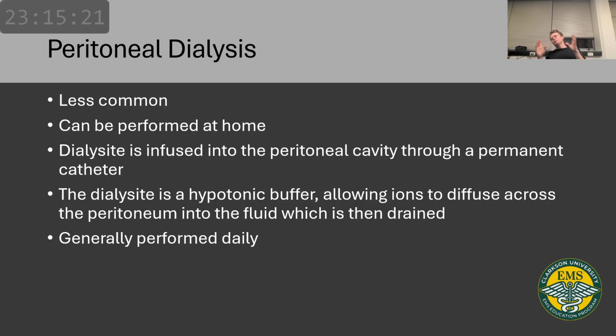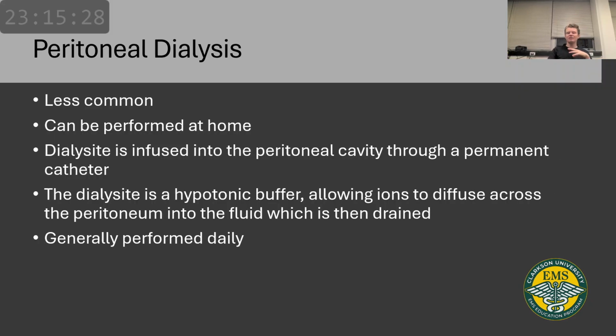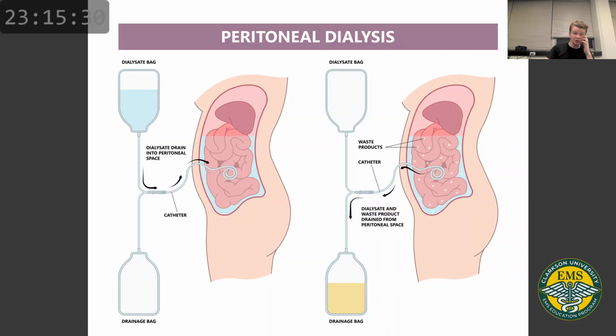Peritoneal dialysis, super, super cool, much less common than hemodialysis, but it can be done at home. So I have another picture for this one. It might be worth going to this picture for a second to start with. These patients have a permanently placed peritoneal catheter, which is this access that comes and sits in their peritoneal cavity. Remember, we talked about the peritoneum as that anterior cavity of the abdomen.